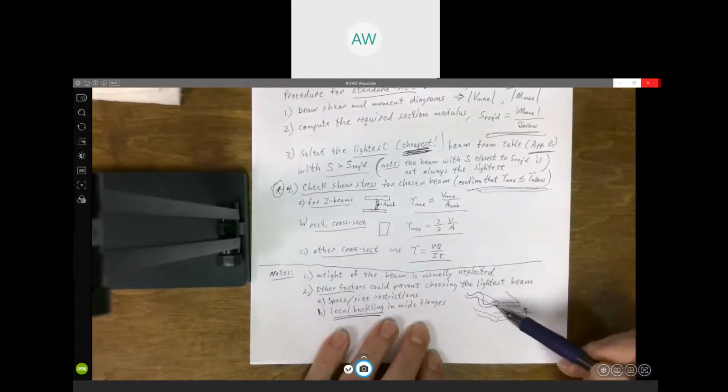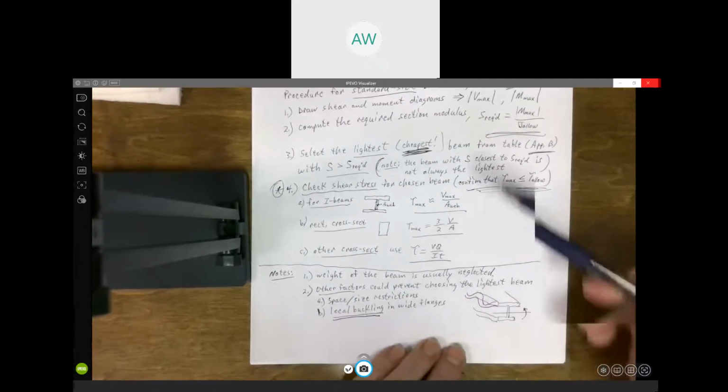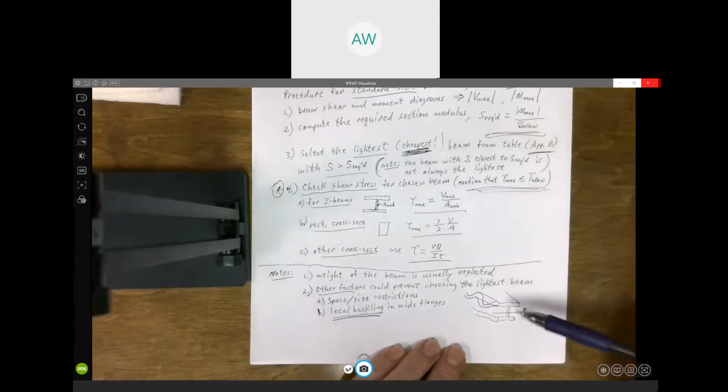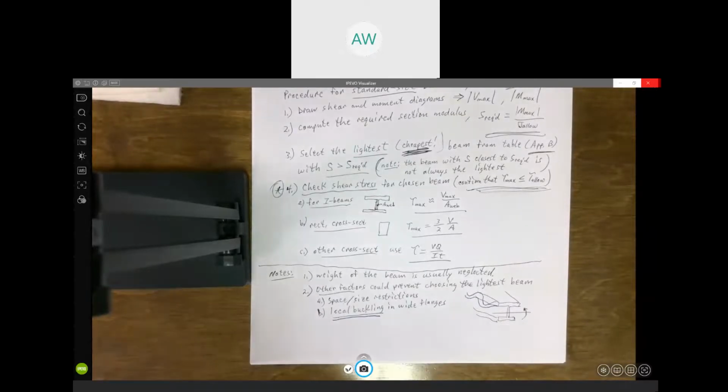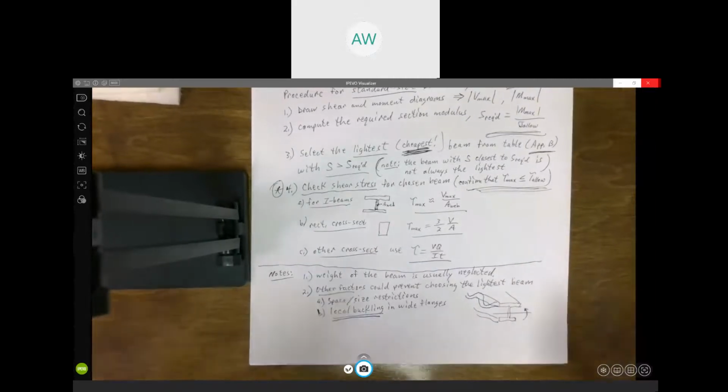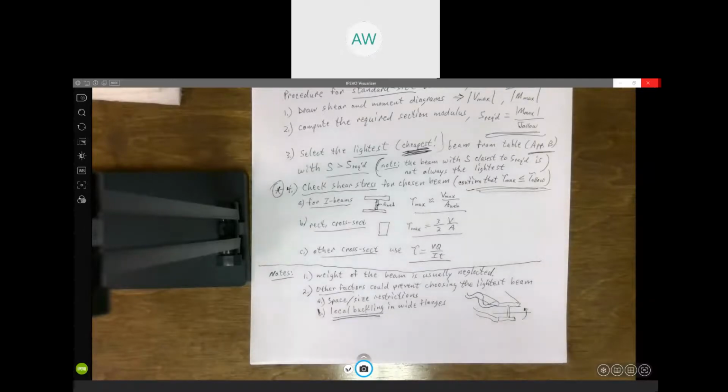And that's something that you would have to check. It could be that this lightest beam has really wide, thin flanges, and it would experience local buckling. Then you can't use that beam, right? Because you don't want your beam to do this. There are probably a few others we could come up with, but I just want to give you a couple examples of things in the real world that you would have to consider that might keep you from choosing the lightest. In this class, for your purposes, pick the lightest one.